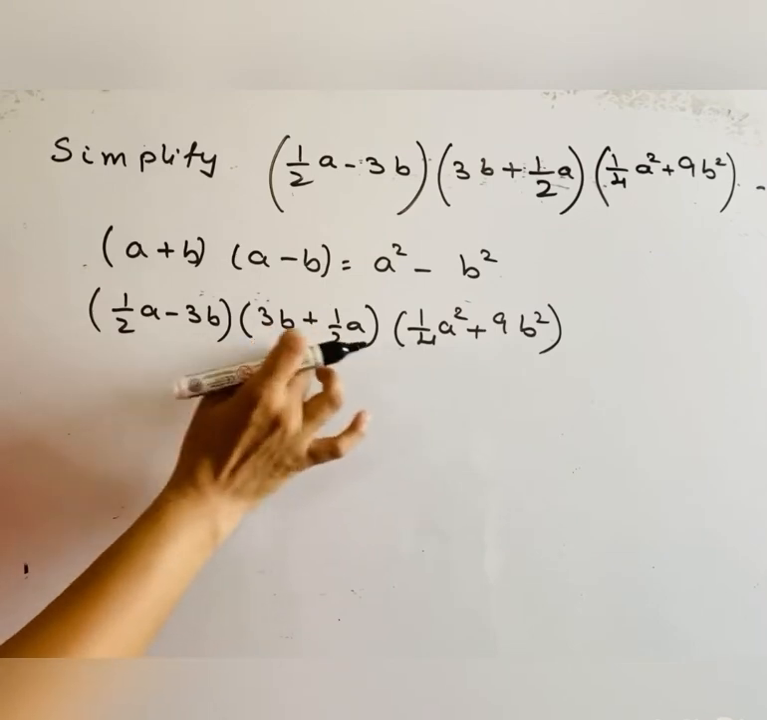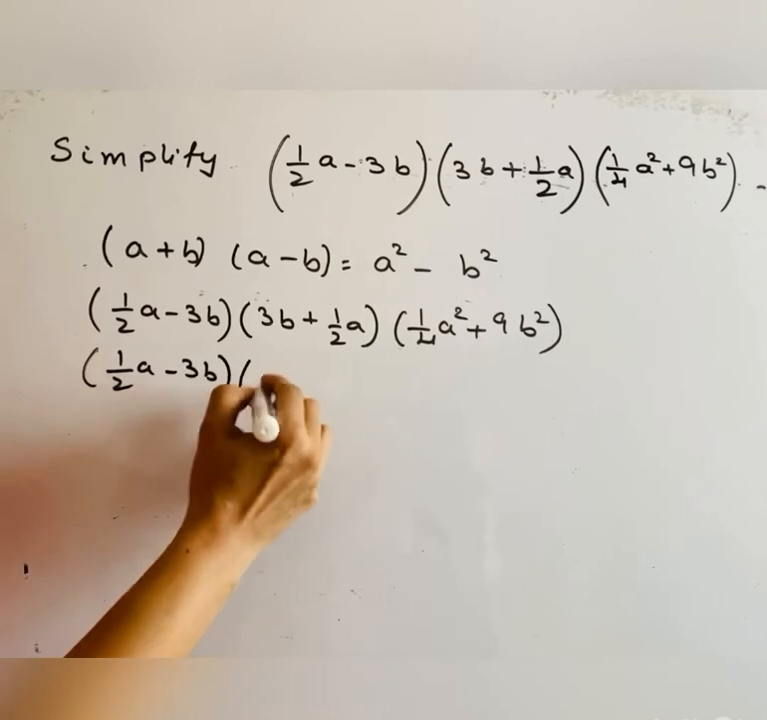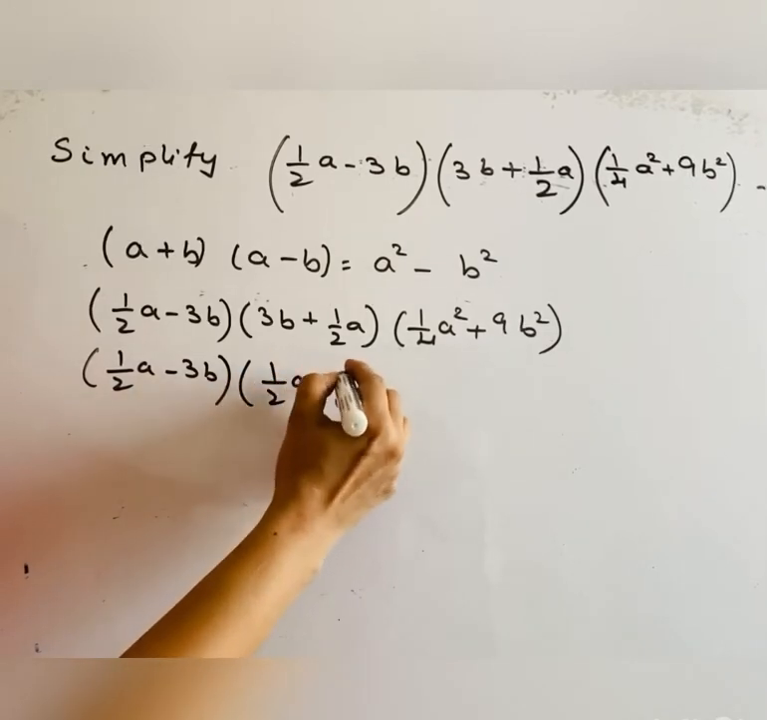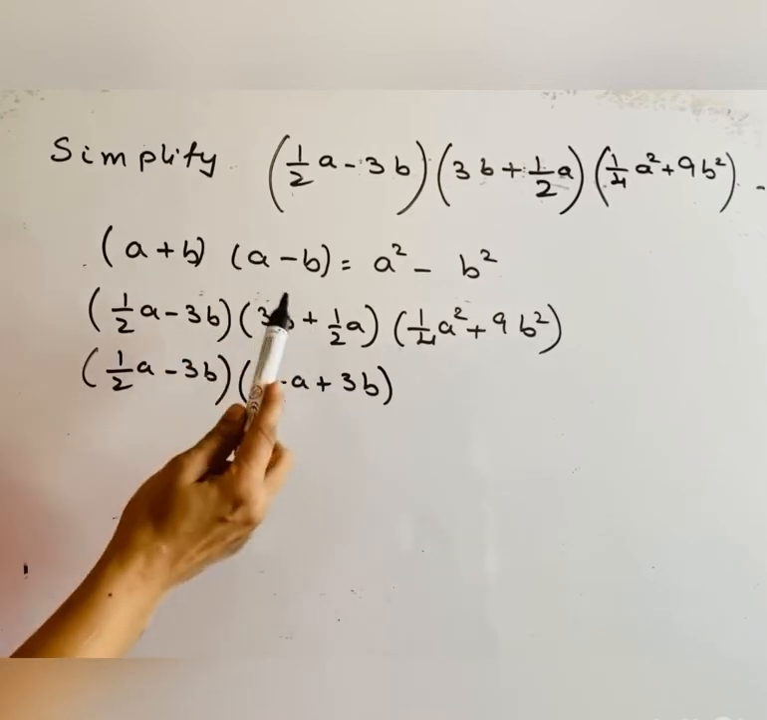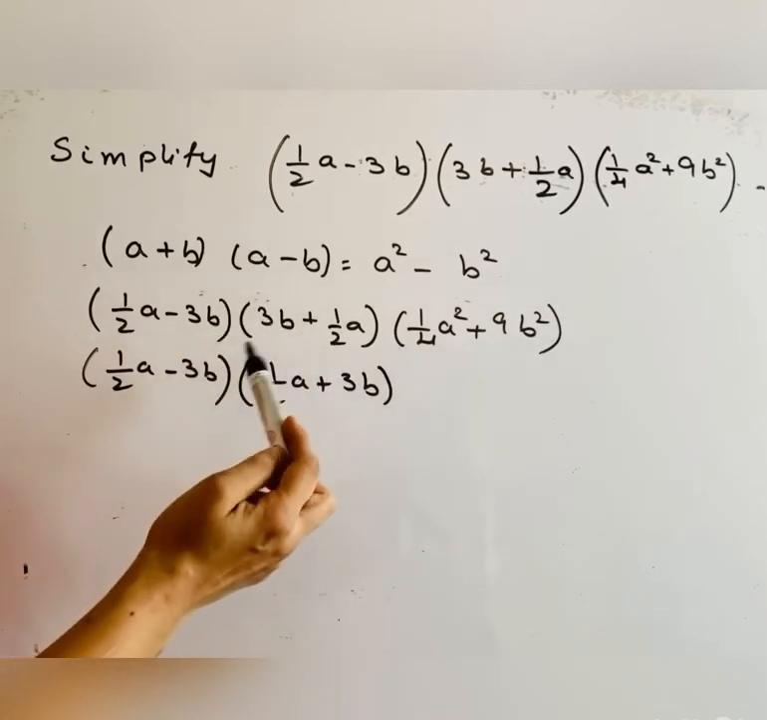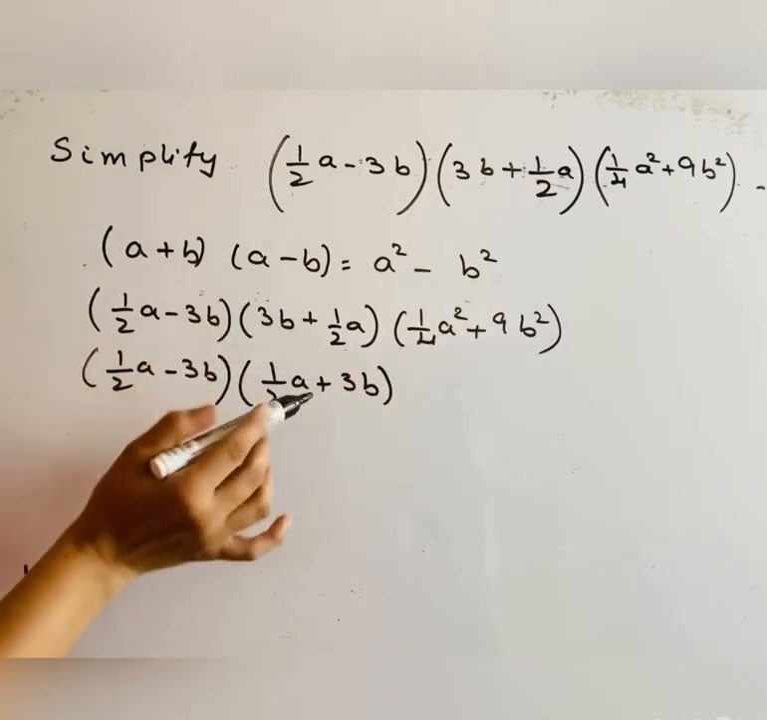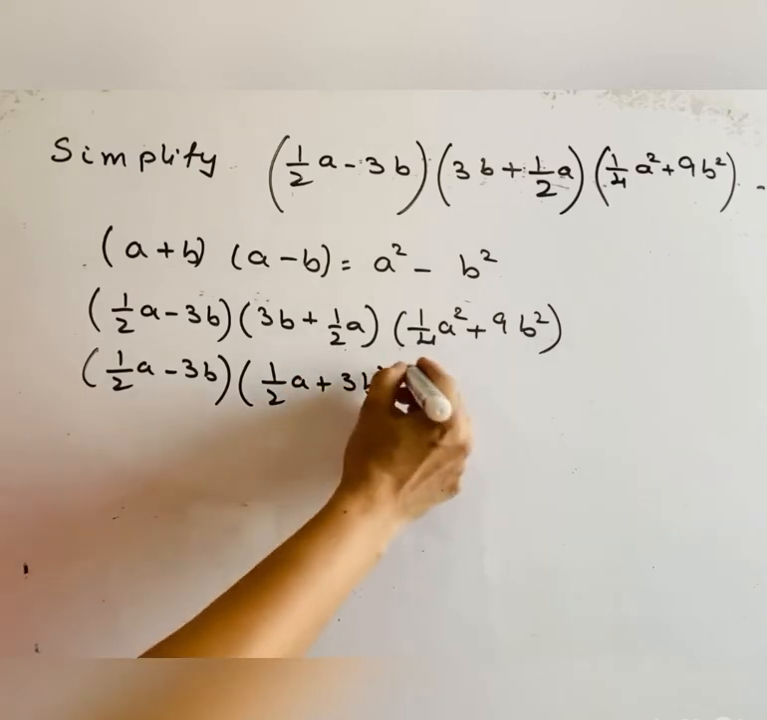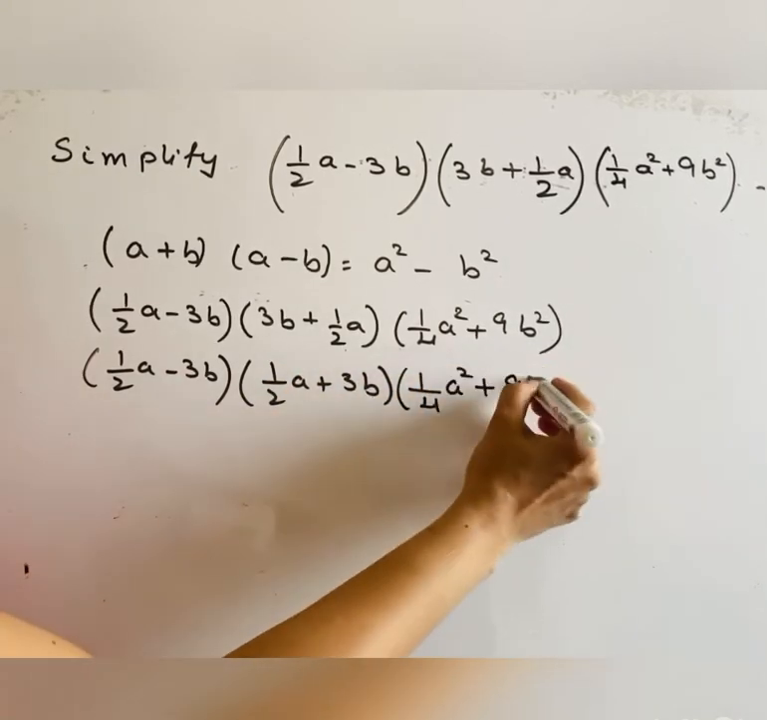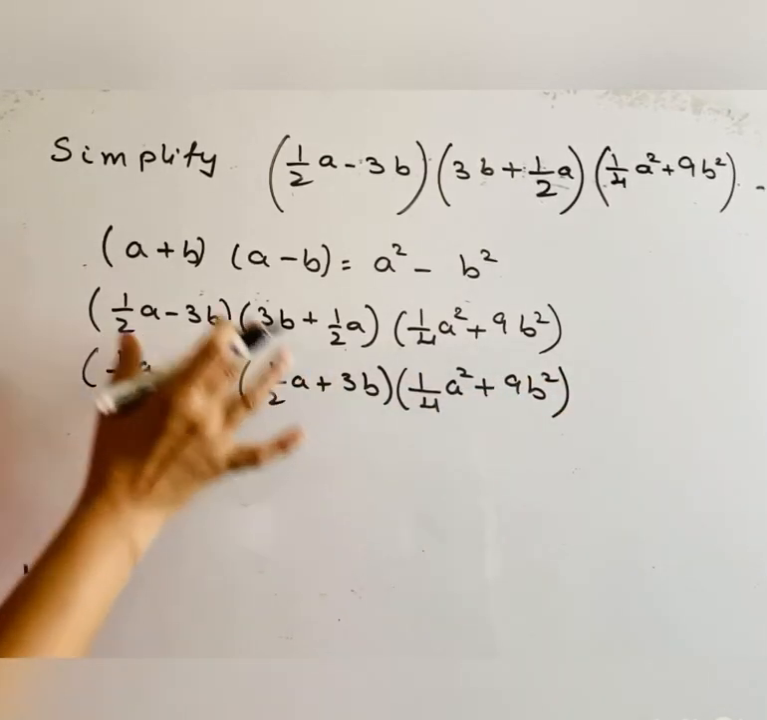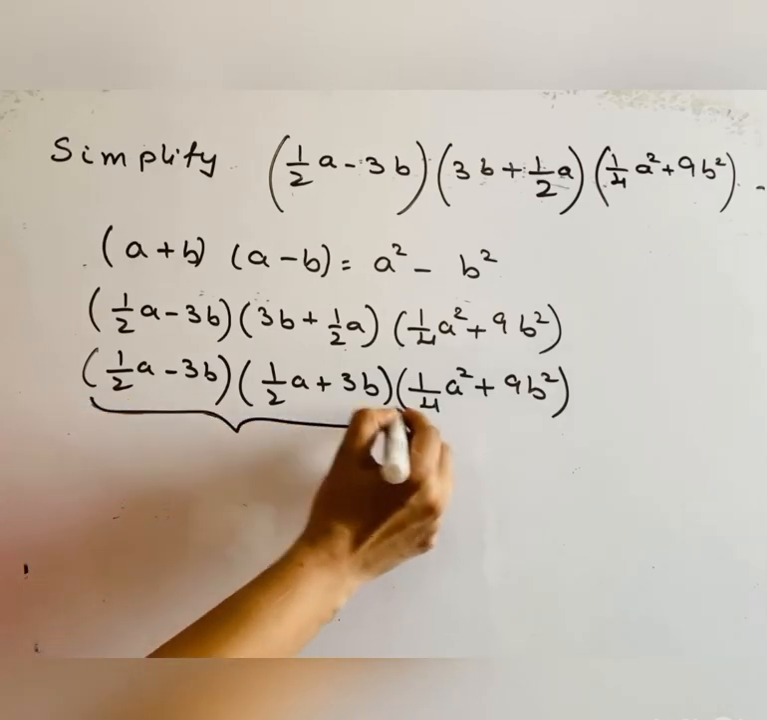Now we can always interchange these two. So we get (1/2 a - 3b)(1/2 a + 3b). We have interchanged these two, and always remember that if there is a negative sign in between, then you have to change the sign of all the terms. This is possible only if there is a plus sign in between. And now the other term is 1/4 a² + 9b². Now we will apply (a + b)(a - b) only for these two brackets.